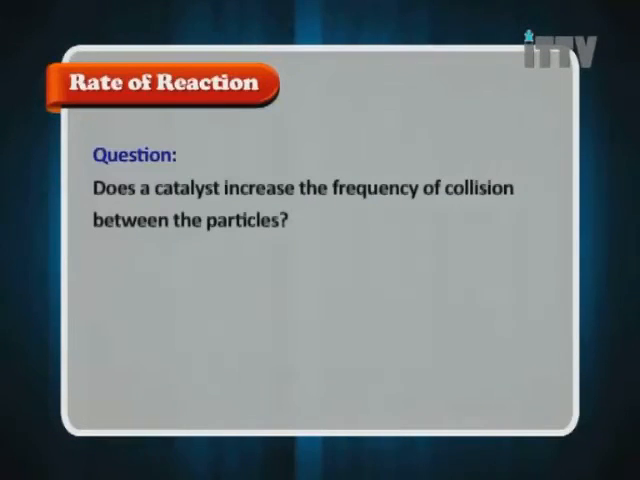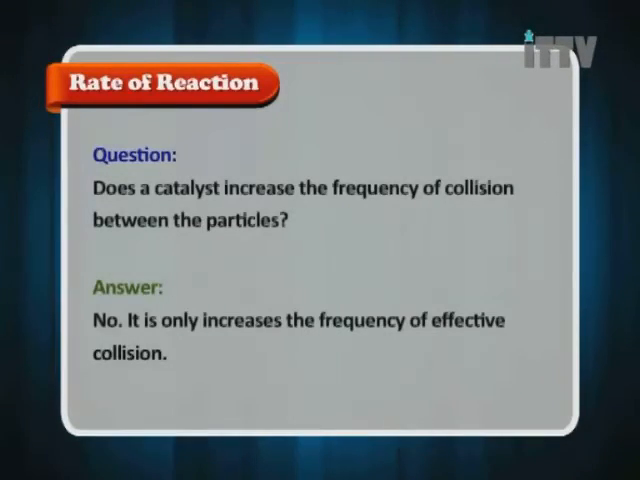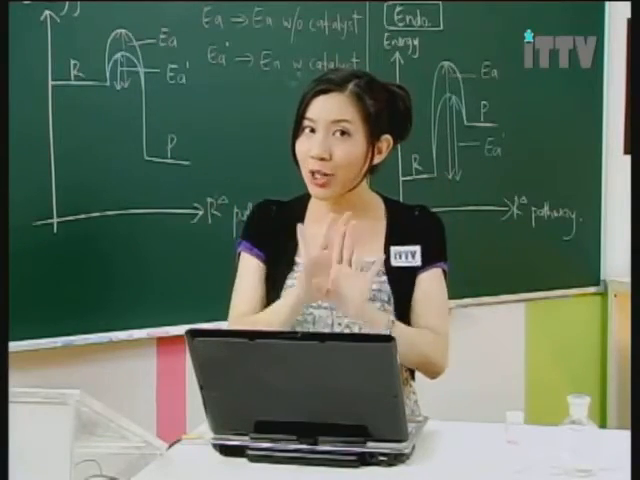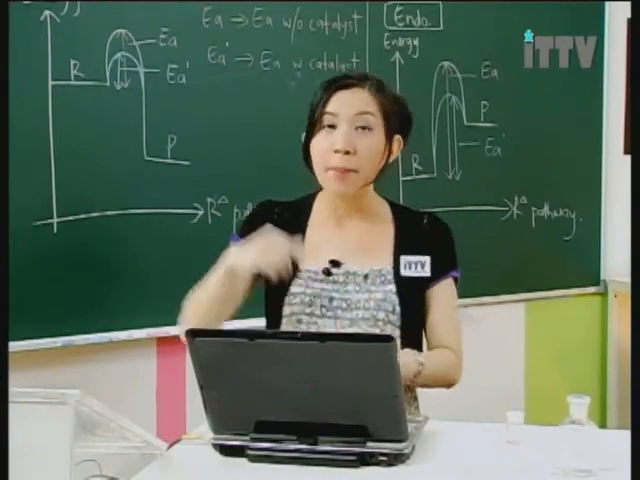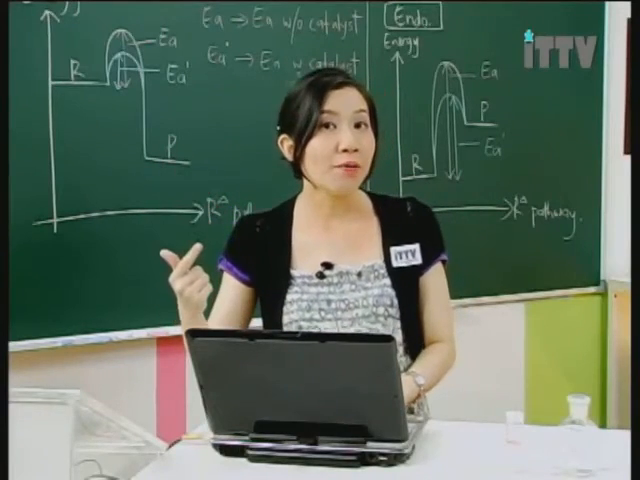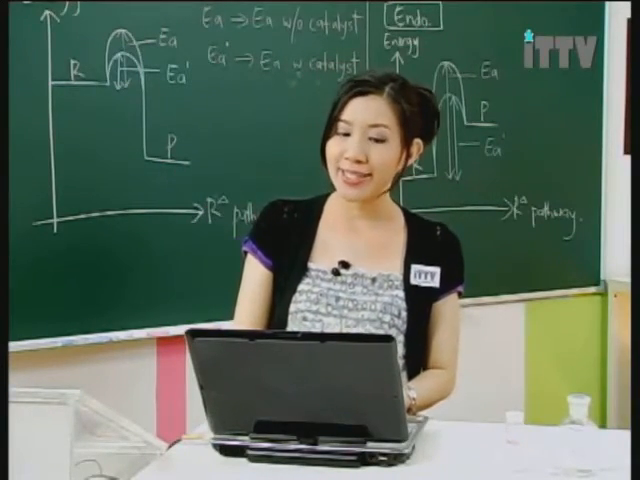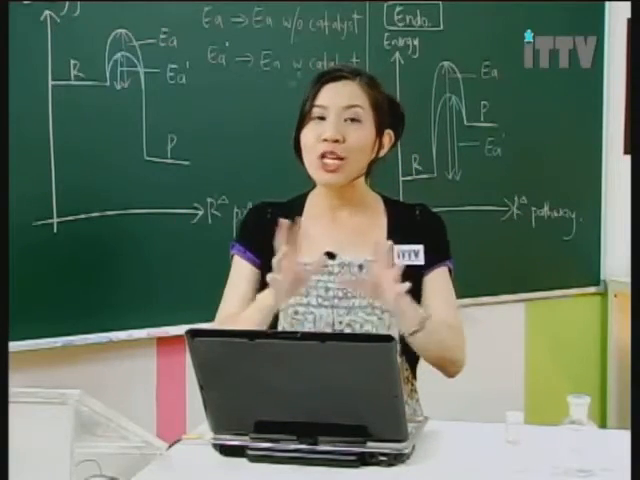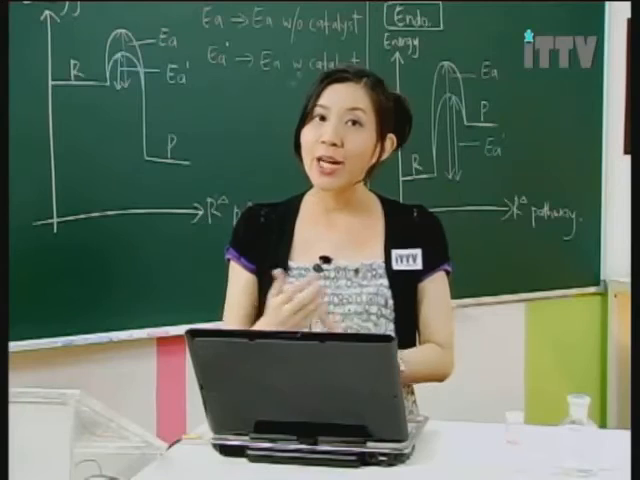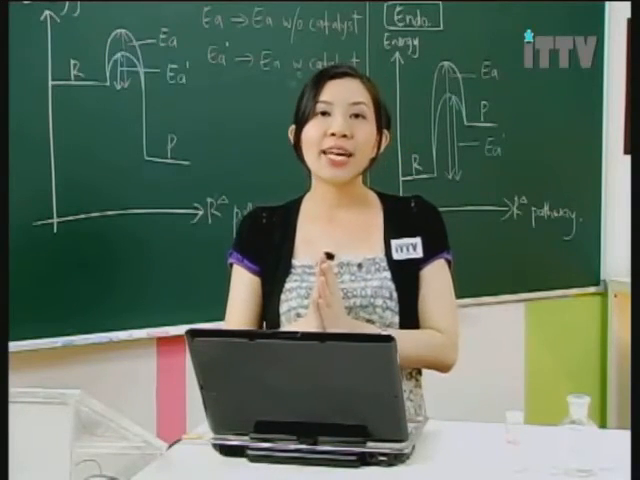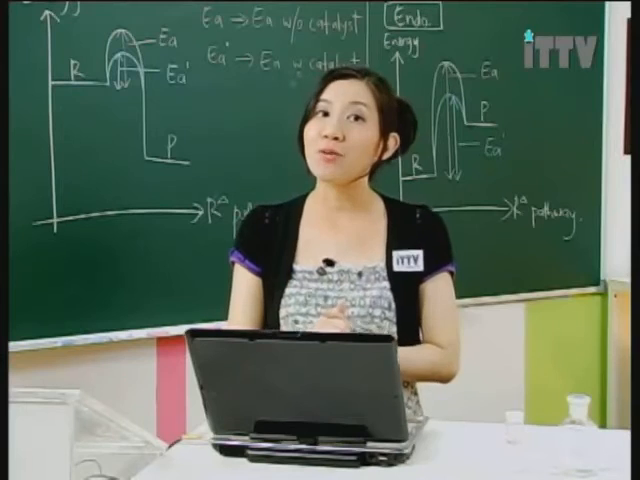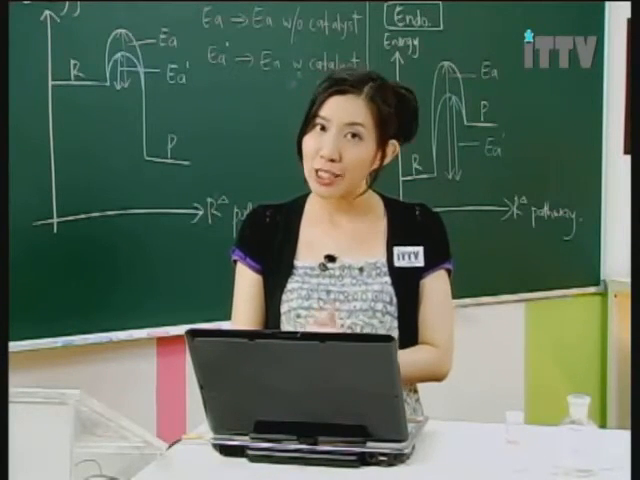So, to help you understand, does a catalyst increase the frequency of collisions between the particles? And the answer is no. Catalyst only increases the frequency of effective collisions. Remember, a catalyst does not increase the frequency of collisions, but they only increase the frequency of effective collisions. And a catalyst does not increase the final amount of product at the end of the experiment. Positive catalyst increases the rate of reaction by lowering the activation energy.